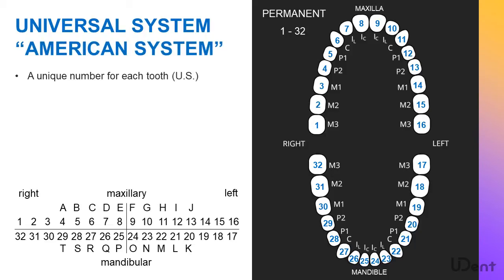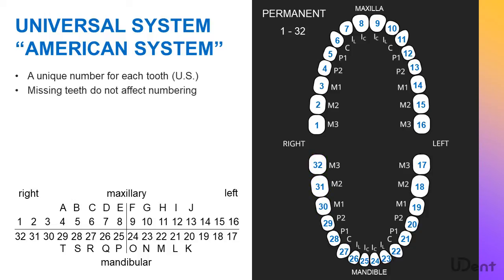The numbering of the permanent dentition starts with the third molar on the right side of the maxillary arch, designated as tooth number 1. It then follows from the right side to the left side of the maxillary arch, ending with tooth number 16. The numbers continue by dropping down to the third molar, tooth number 17, at the left side of the mandibular arch. Finally, it ends with the third molar on the right side of the mandibular arch as tooth number 32.